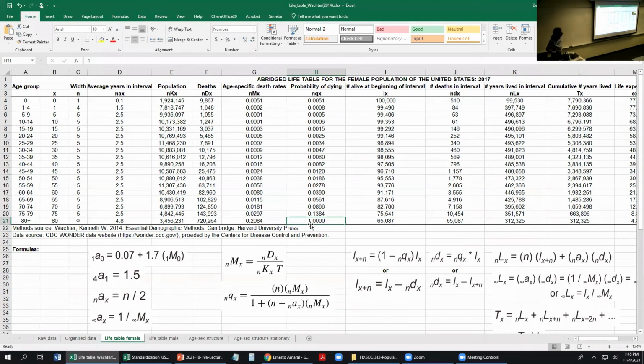And now we start the exercise. The radix, using the same radix that we had before, of 100,000. This hypothetical cohort of 100,000 people will experience these probabilities of dying. If these people who are born experience these probabilities of dying between the ages of 0 and 1, how many will die? 510. Just multiply this by this, right? So the D is equal to the probability of dying multiplied by the number of people who survived to the beginning of that age group.